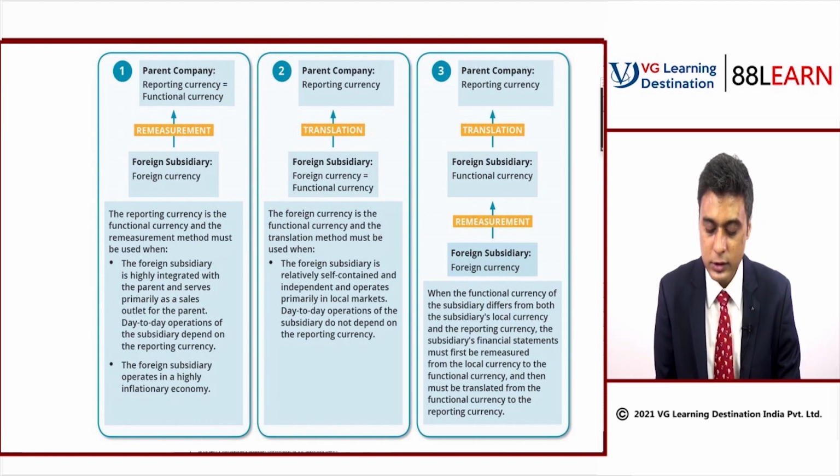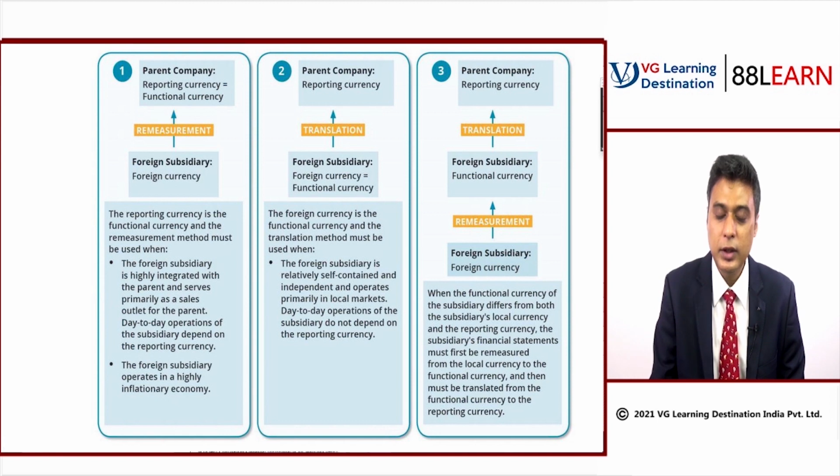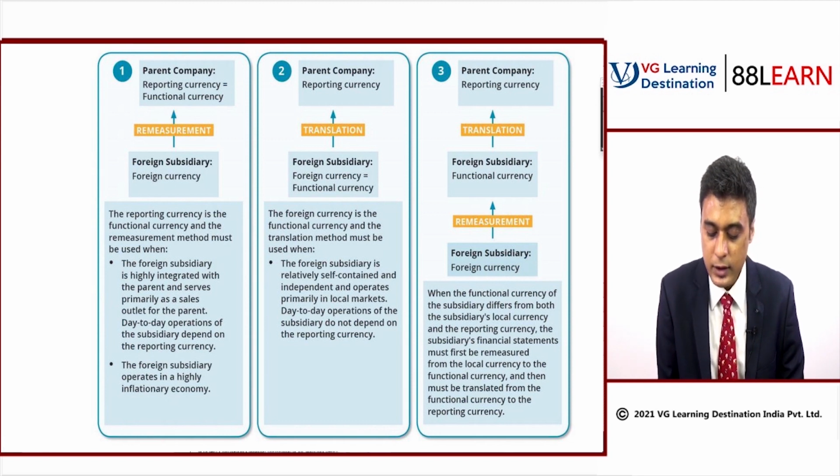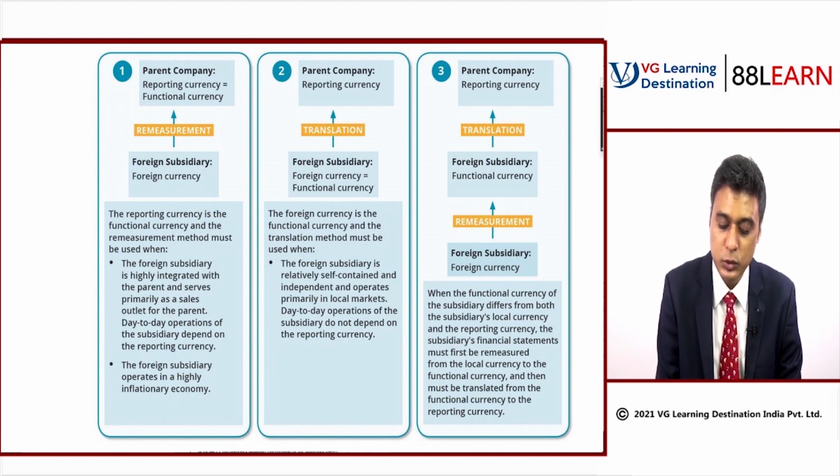Finally, in the third box, we are saying that all the three currencies are different. So if you see, the arrow is going from bottom to the top, upwards. So first we are converting from foreign currency to the functional currency using the remeasurement method. And then we are going from functional currency to the reporting currency using the translation method.